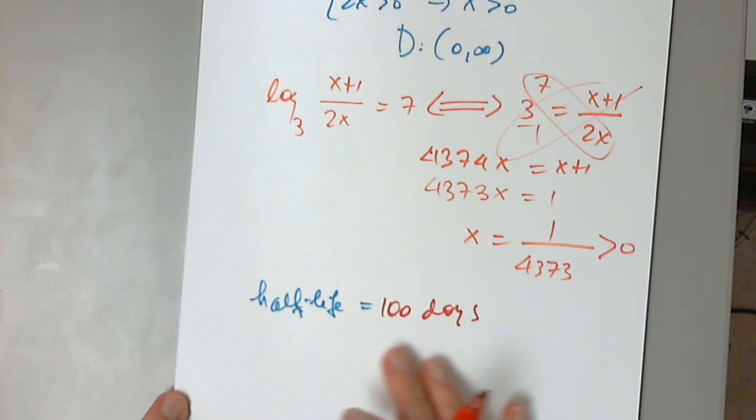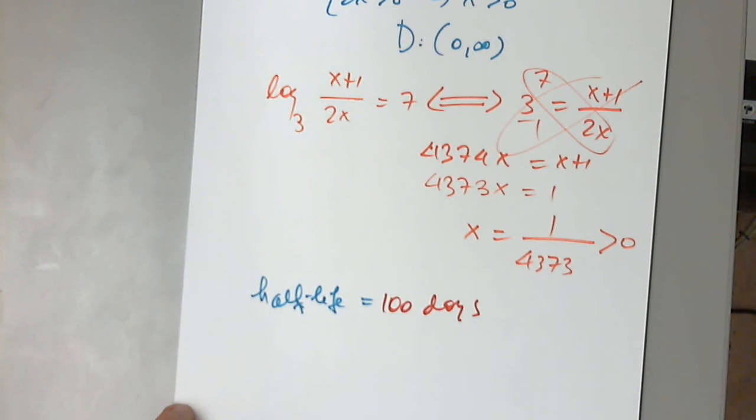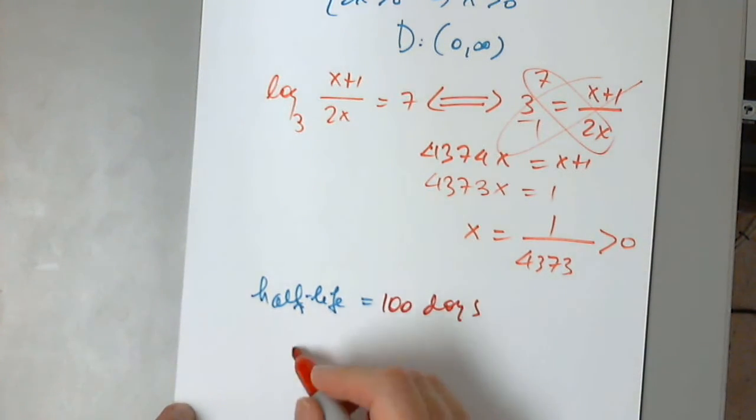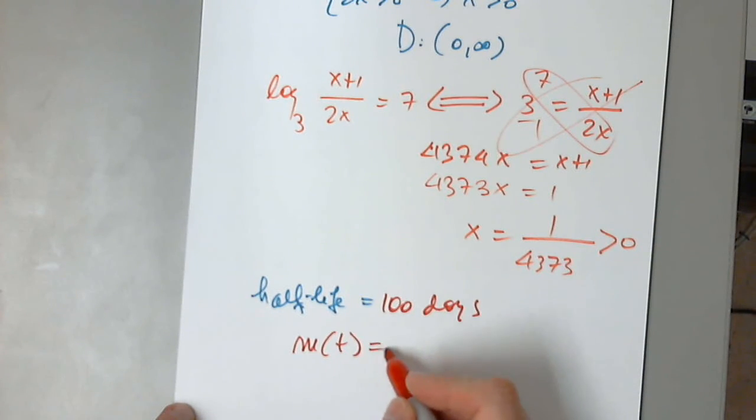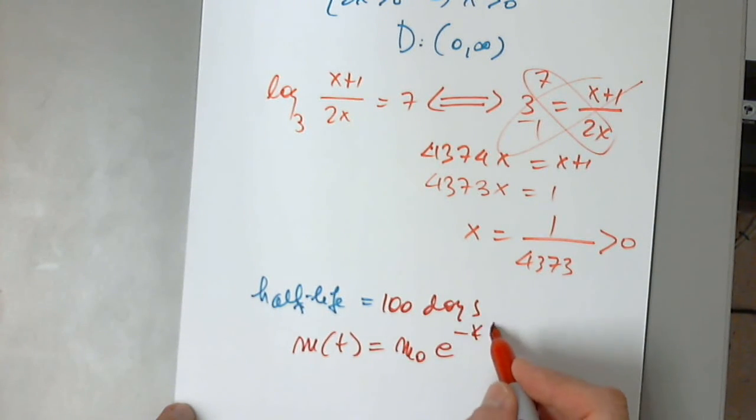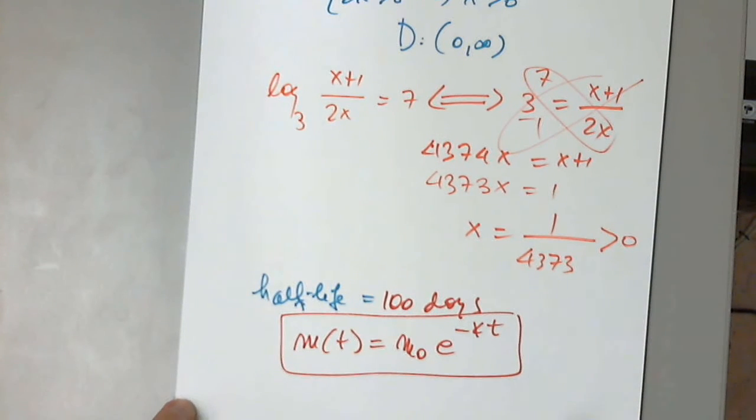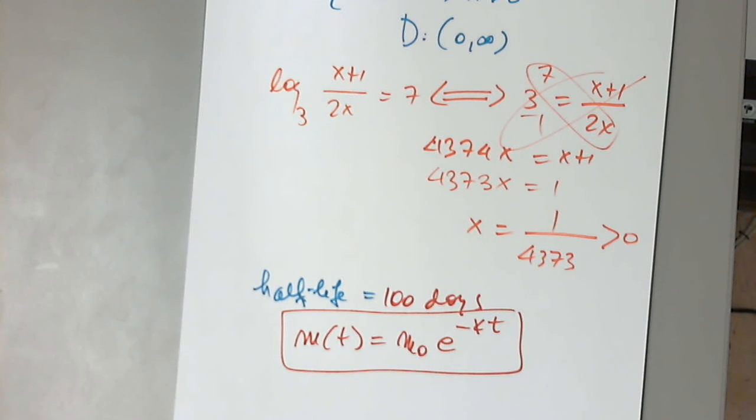Every time we talk about a half-life of a radioactive substance, the model will be written on the test for you. This is m of t equals m0 e to negative kt. This is the model for a radioactive substance that decreases its mass in time. So every 100 days, whatever we have, it decreases its mass to half.